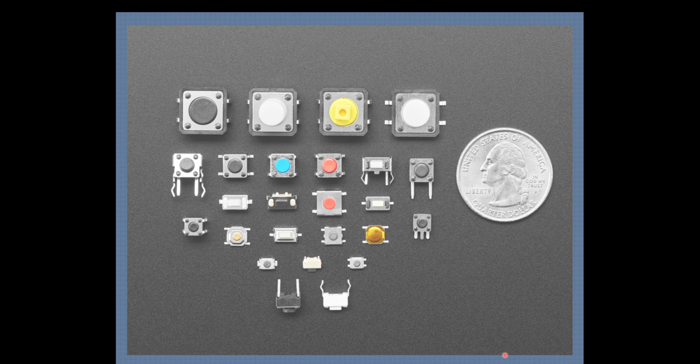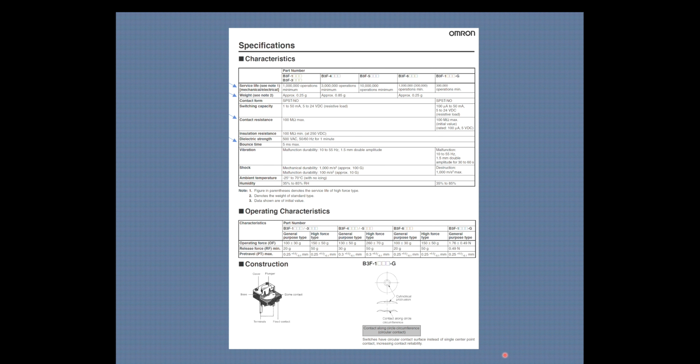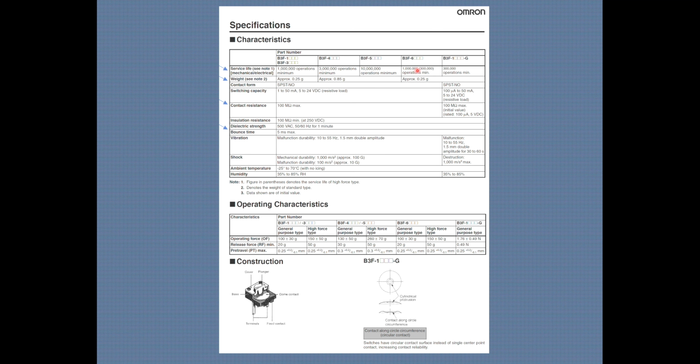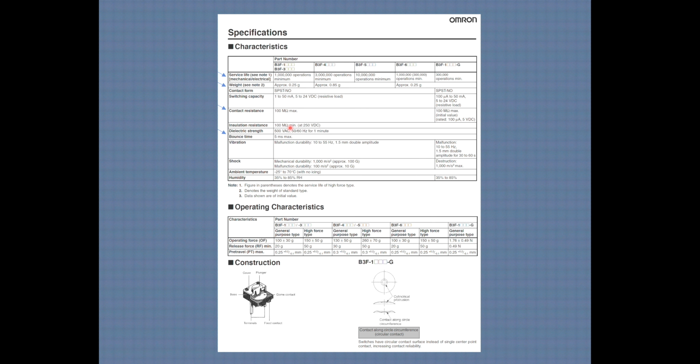Whole group of tactile switches we looked into. Here's a data sheet on a typical tactile switch. They quote their switch bounce at 5 milliseconds for the life of the switch, whatever that might be. In this case, 1 million operations, 3 million, 10 million operations. Through that lifetime, the max should be 5 milliseconds. What we found was most of the tactile switches were around 1.5 milliseconds.